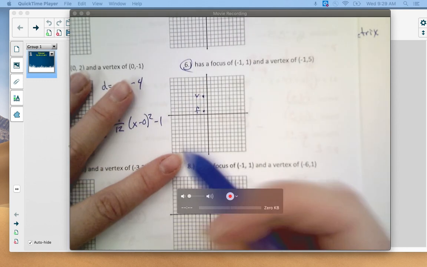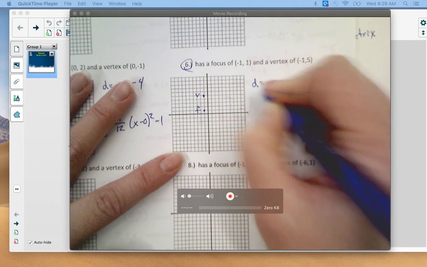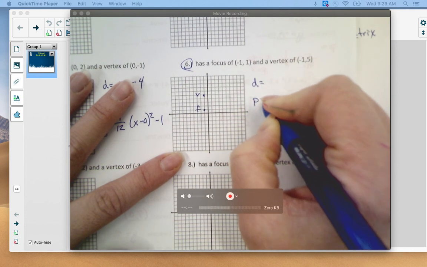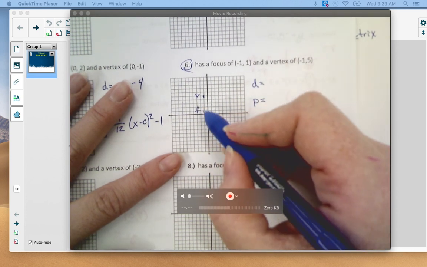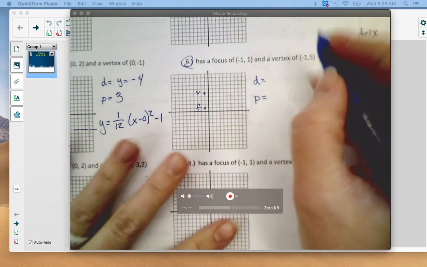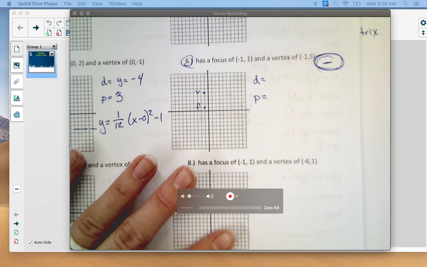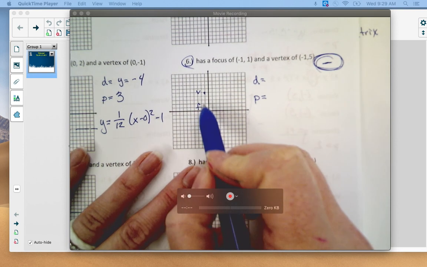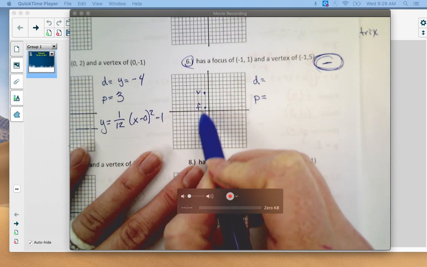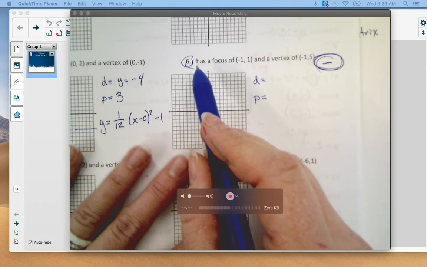Same idea on 6. If this is my vertex, that's my focal point. I need my directrix, and I need my focal length. If you have your vertex and your focal length, if your vertex is above your focal point, it's going to be concave down again. So wait, from my vertex, do I go below my focal point to find my directrix, or do I go above my vertex? Above.